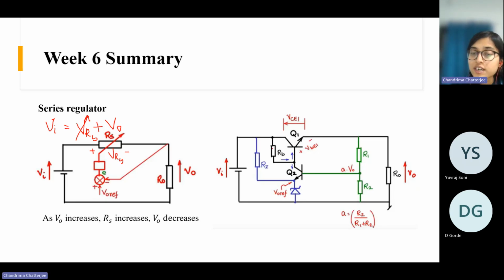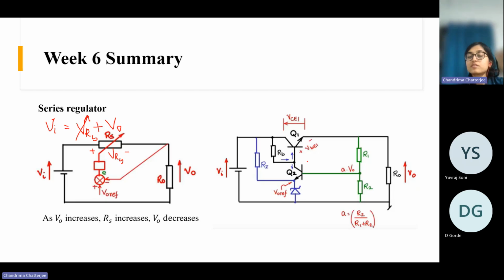And if you see here, there is a base drive resistance here, RB. And from this point, there are two current paths. One is going to the base of Q1 and another is coming to this path through the collector of Q2. Okay. So let's see what happens.